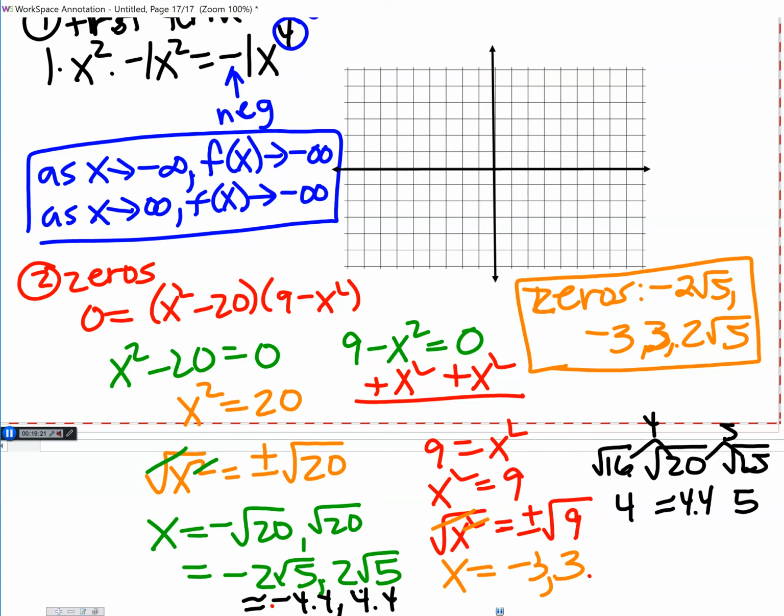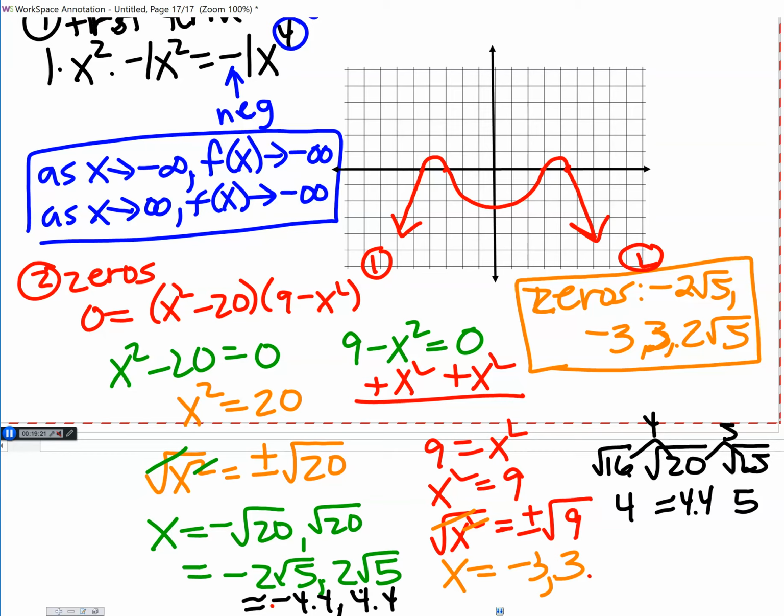And so now what I'm looking at is, all right, so about negative 4.4, 1, 2, 3, 4 would be right about there. Negative 3 there, positive 3, and positive 4.4, right around in there. And our ends, remember, are both going to negative infinity. So that, and then we have no multiplicity to worry about. So we just start down here, for example, move through, nice smooth curve, put our arrows on the ends.